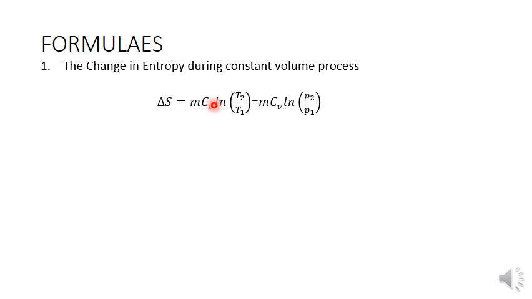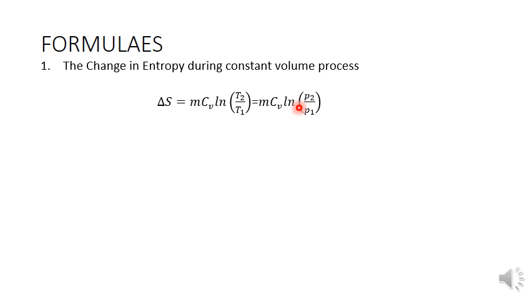For constant volume, delta S is represented as m cv ln T2 by T1. This equation can also be written as m cv ln P2 by P1. Why? Because in a constant volume process, T2 by T1 is equal to P2 by P1, since we are keeping volume constant, so temperature is directly proportional to pressure. We are considering two states, state 1 and state 2, that is why we write 1 and 2.